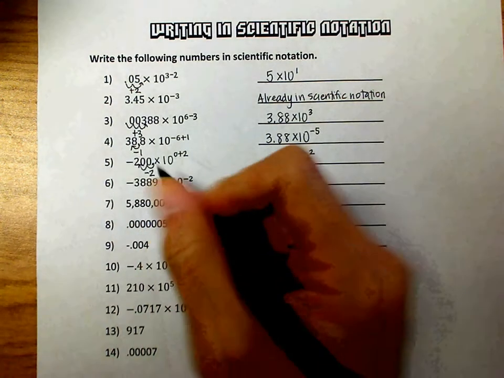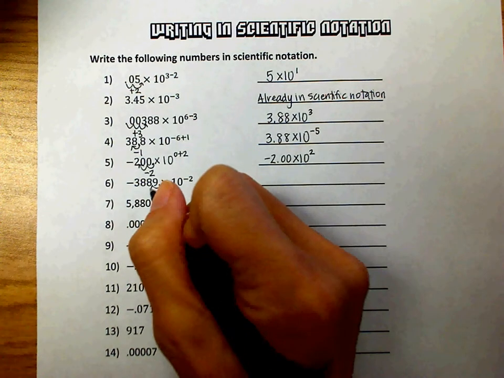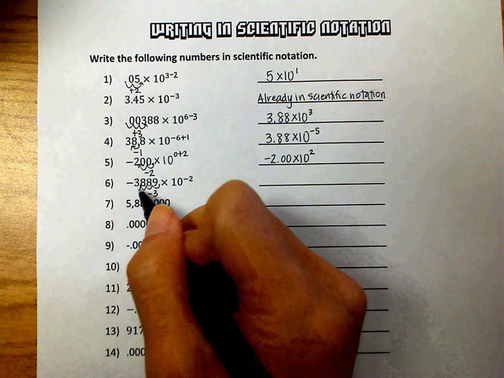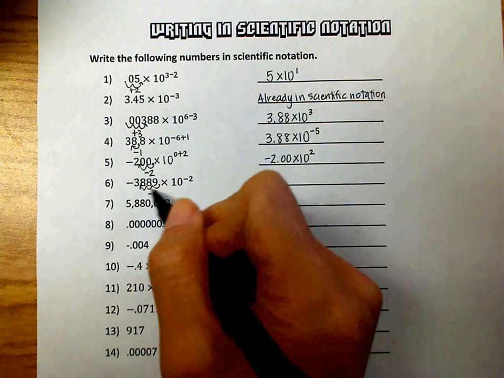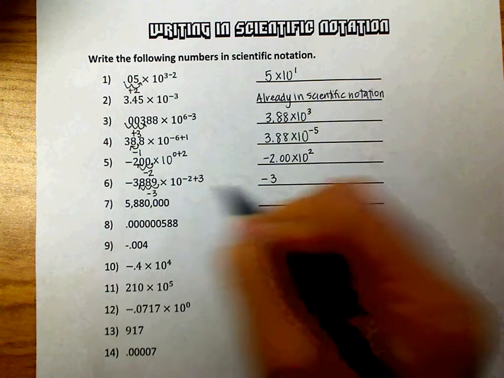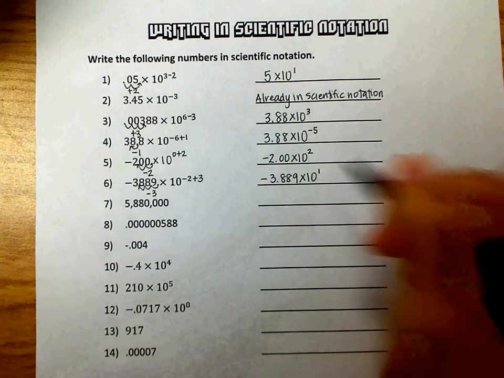Number 6. The decimal is to the far right if you don't see it, so it has to go left 1, 2, 3 to be in correct scientific notation. So since I'm going negative 3 here, I'm going to add 3 here. So it becomes negative, don't forget about the negative, 3.889 times 10 to the first power.